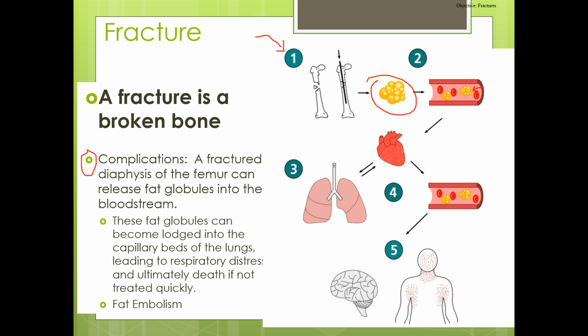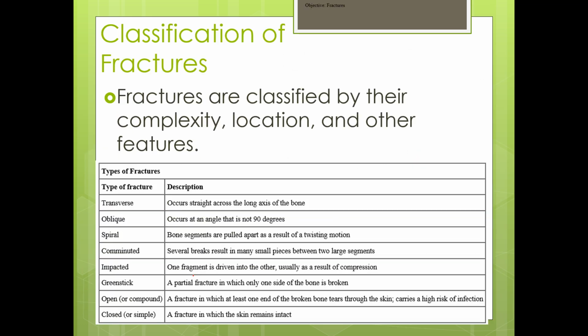Now that fat embolism can then go to the heart, where it can eventually get to the lungs and it can get to the brain. This can cause respiratory distress and ultimately death. In the brain, it can definitely cause stroke-like symptoms, things like that. So a fat embolism is a pretty serious complication of a bone fracture.